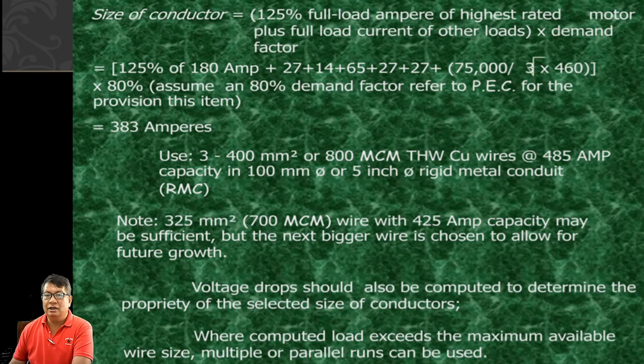Okay. So hindi yung ginagamit natin na mas maliit, no? Na capacity, kayang-kaya pa naman niya sana. Okay, so this is for future growth or growth of the load. Voltage drops should also be computed to determine the propriety of the selected size of the conductors. Ayun na po, we should have to determine the voltage drop o baka more than that of 5% or 3% of the voltage drops that is our allowable, no?